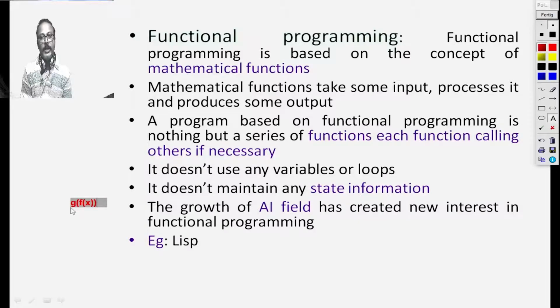The advantage is they don't have any side effects, and they don't use variables or loops. Everything is done using mathematical functions. AI languages are usually function-oriented programming languages. An example is Lisp.